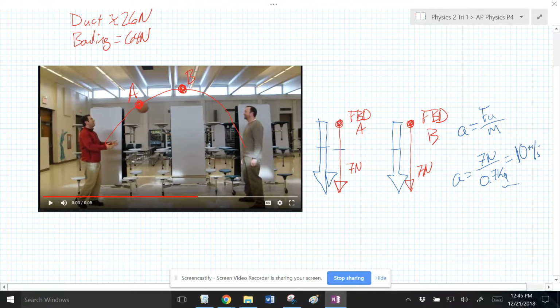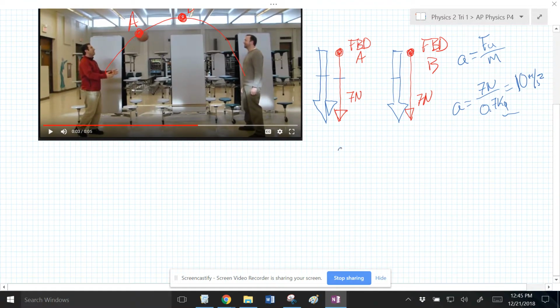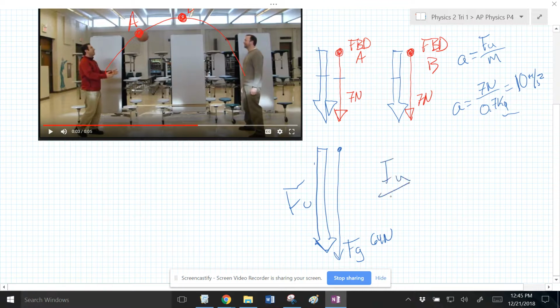If I did this for the bowling ball, I would have an FBD that showed a force of gravity of 64 newtons. That would leave me with an Fu of 64 newtons. Fu over m equals a. Please just work, you sad thing. Okay, 64 newtons.